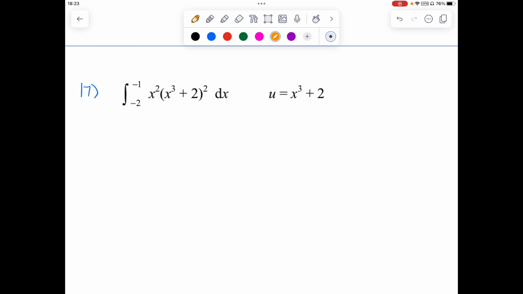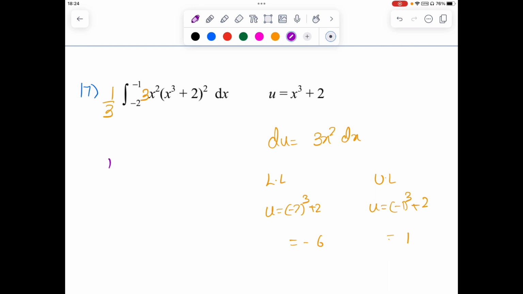Now question number 17. du equals 3x square dx. So 3 is missing, multiplying and dividing by 3. Change the limits: lower limit, u equals negative 2 whole cube plus 2, which is negative 6. Upper limit, u equals negative 1 whole cube plus 2, not plus 6, it is plus 2. So which is equal to 1.